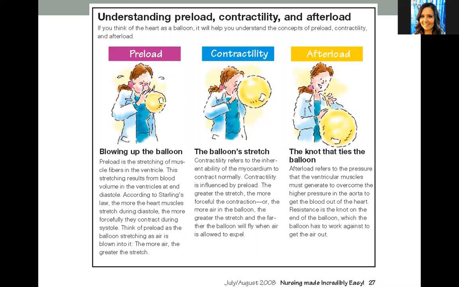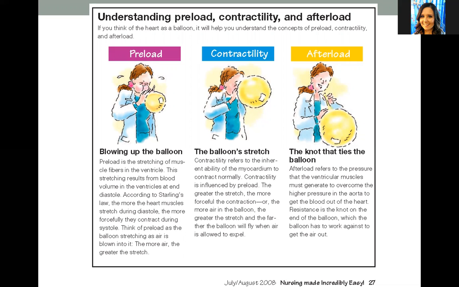Another example could be furosemide or Lasix. So with furosemide, we're getting rid of volume. So if I'm getting rid of volume, then I'll have less volume to return back to the heart, thus decreased stretch, thus decreasing preload.